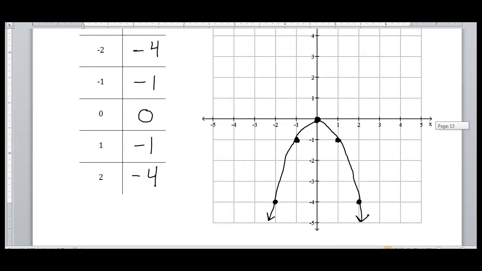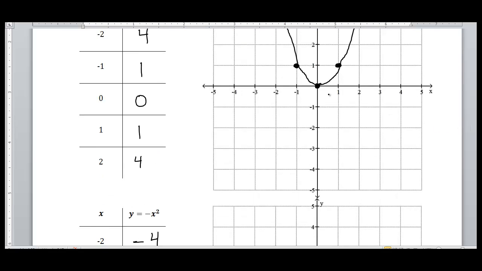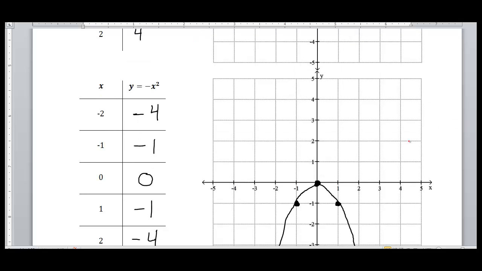There are some properties. This one has a lowest point, and we're going to call that a vertex. This other graph has a vertex too, but it is the highest point. When it's the highest point, we call that vertex a maximum.